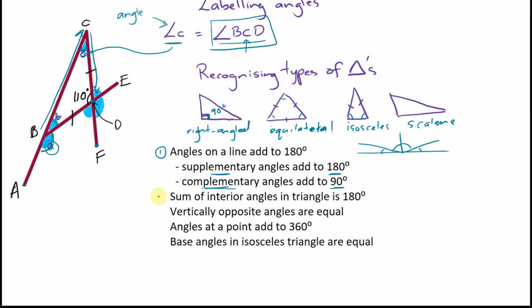The next rule is sum of interior angles in a triangle is 180. So for any triangle, if you add up the interior angles, so angle A, B and C, they add to 180.